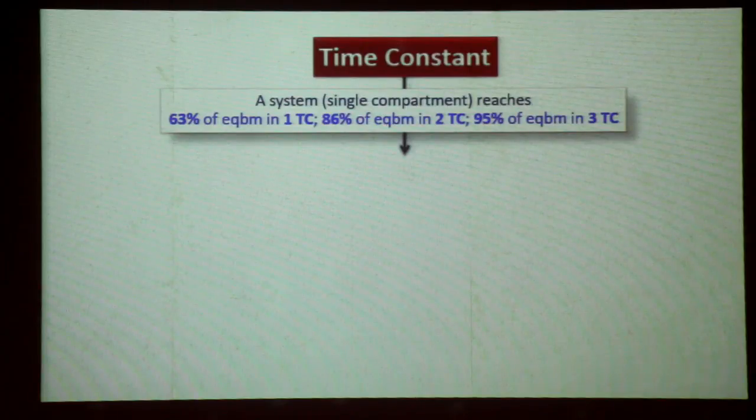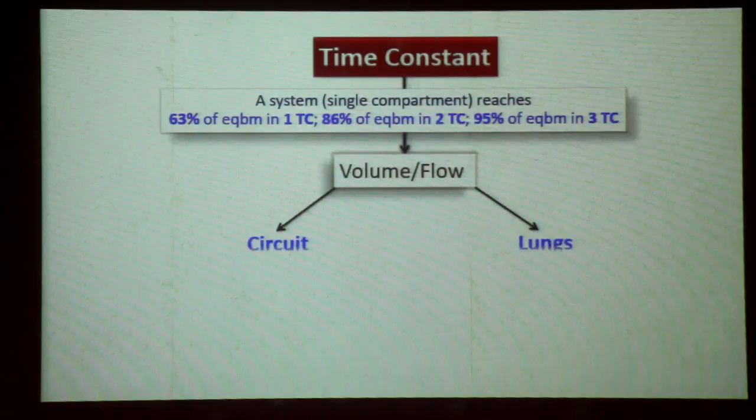And the time it takes for 86% concentration to develop against the set 100% is 2 time constants. And when it takes 95% concentration as against the 100% which is set, it is called 3 time constants. Right? So these are the time constants which we need to consider. And these time constants play quite a lot of role in the scientific understanding of how you govern your flow rates and your inhalation concentrations. So the time constant is nothing but volume by flow.